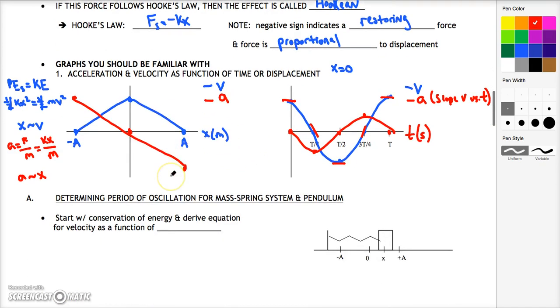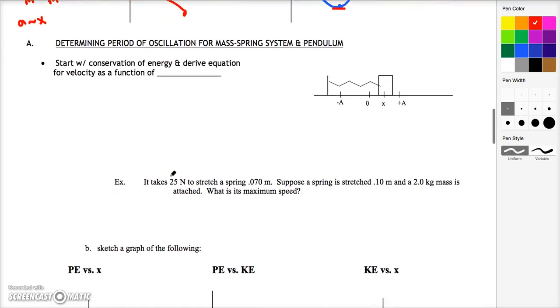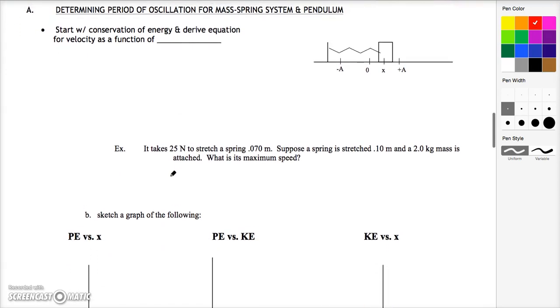Okay, so let's derive an expression for velocity as a function of position, keeping the graphs in mind. So we're going to do two cases. Case 1, we want to figure out when the speed is a max. So we know that if we have this block oscillating back between positive A and negative A, that when the position is 0 in the middle, it's going to be at its maximum speed.